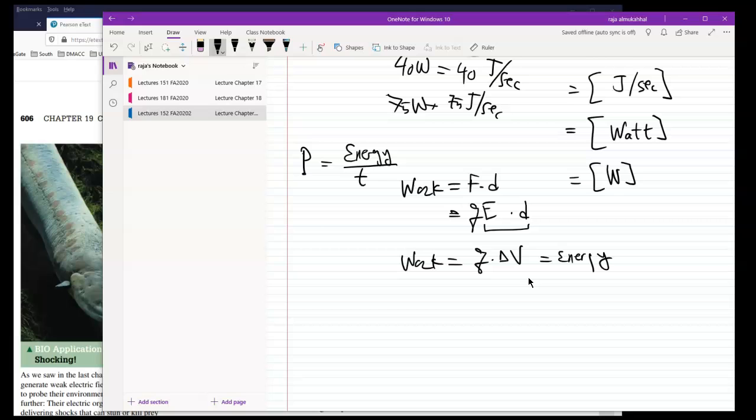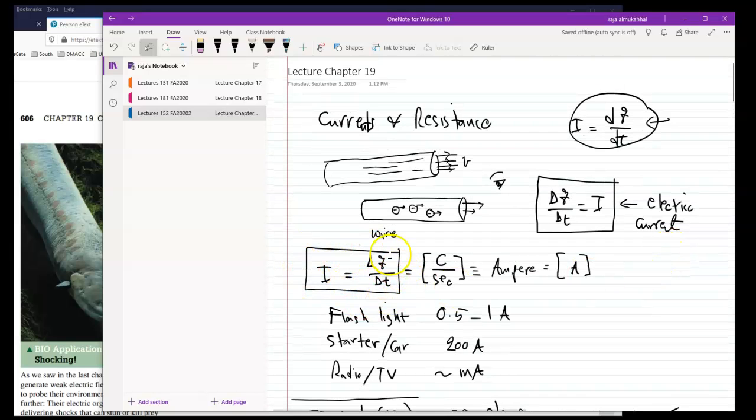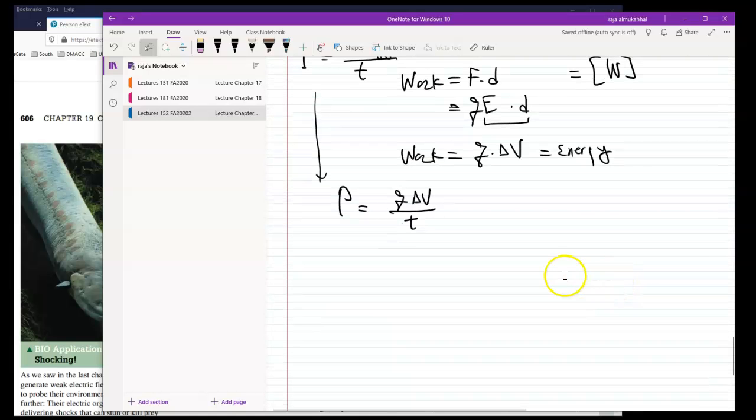So now if I go back to power, and it says it is energy over time, I can plug this in there. So it becomes Q delta V over T. Is that okay, guys? Now, what is Q over T? Go back to the very first page, if I can go there. There it is, right here. We said the current is Q over T. Aha, so here we have Q over T.